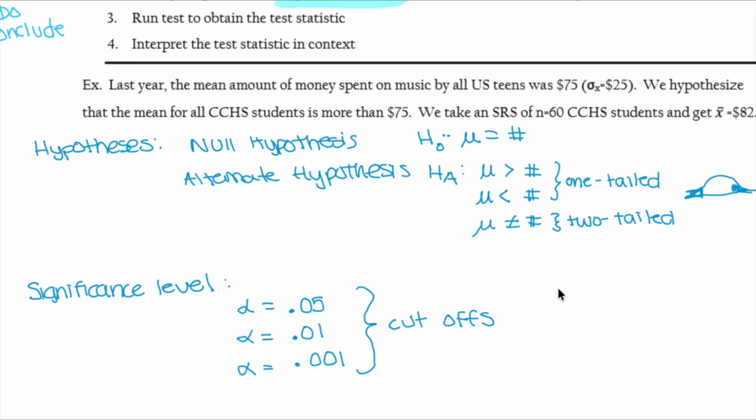The second part is the significance level. What is the significance level? We use this little notation right here, which is alpha. Alpha can be equal to any number given to us, or sometimes we have to make up our own. But usually it's those types of numbers, and those are the cutoffs of our whole data.